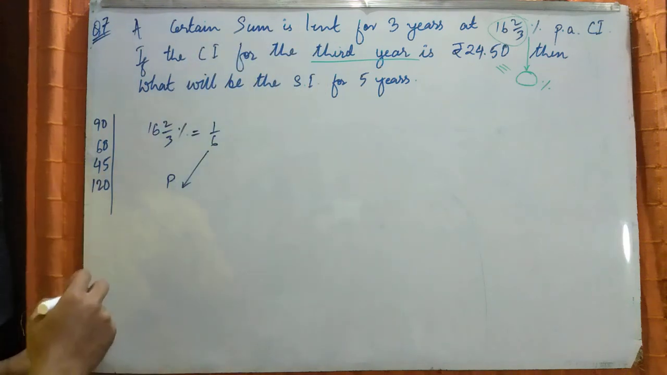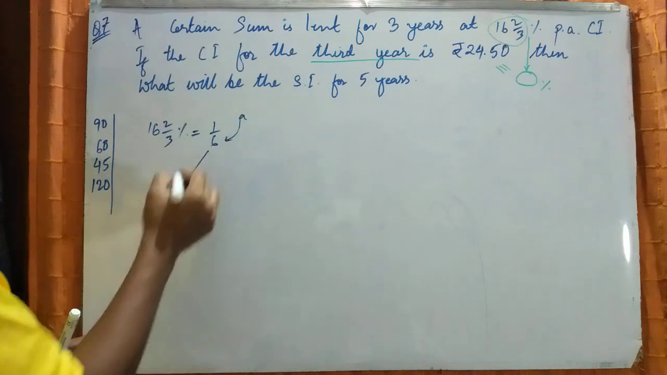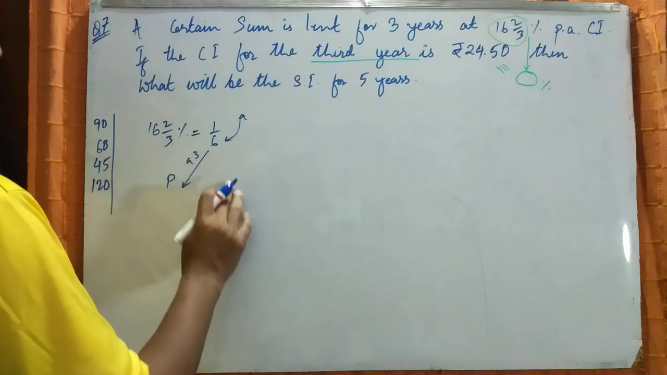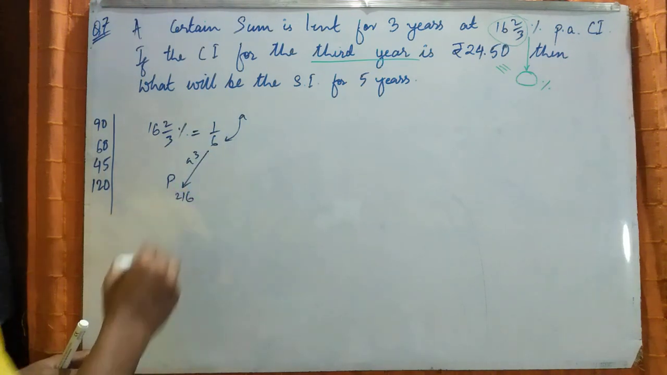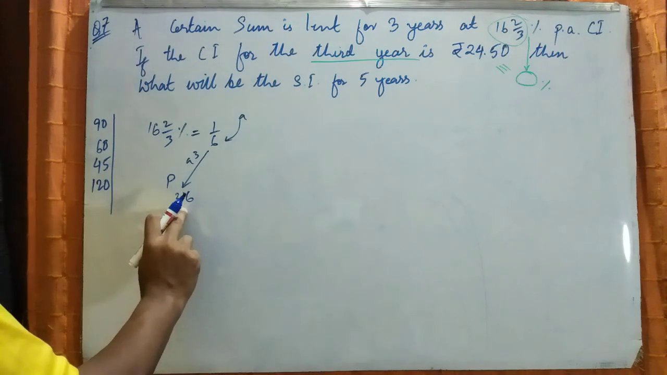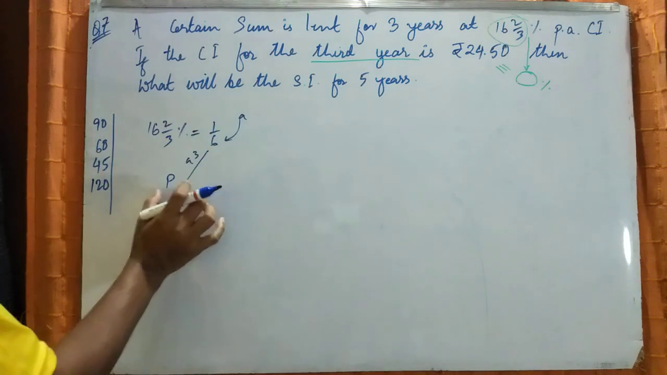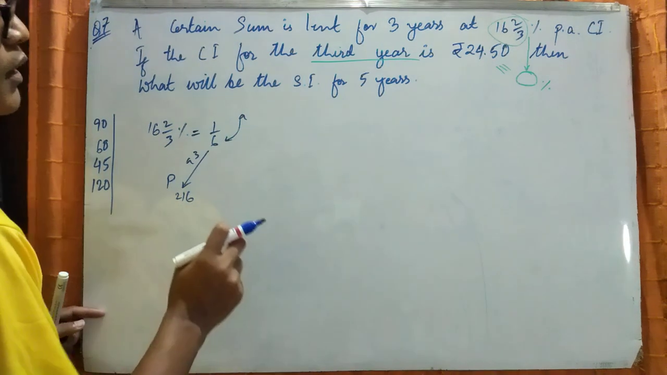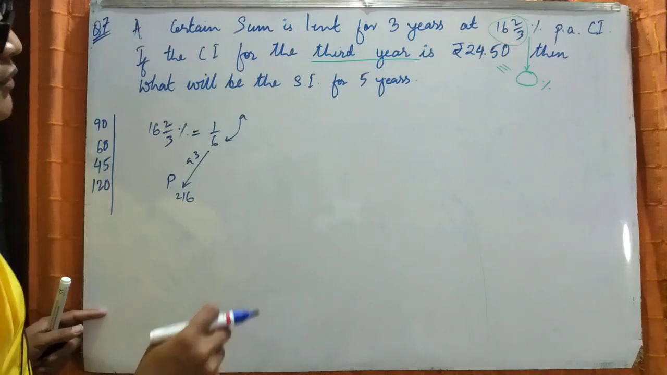For the third year, the principal is a cube. 6 cube is 216. This will be our principal in the percentage value. I need to know the simple interest value for 3 years.